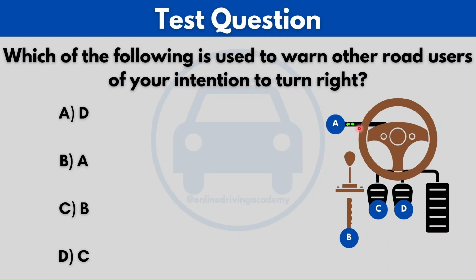Is it control A, your indicator lever? Is it option B, your handbrake? Is it option C, your clutch pedal? Or is it option D, your brake pedal? Obviously, your indicator lever will be the only correct answer, and that is labeled as A. Therefore, the correct answer here would have to include the letter A. And we can see option B has A. Therefore, that is your correct answer.